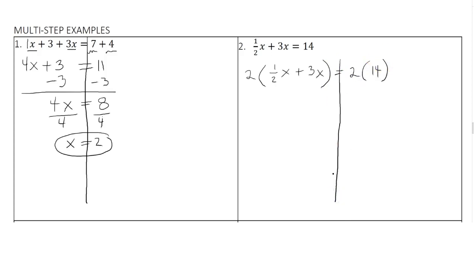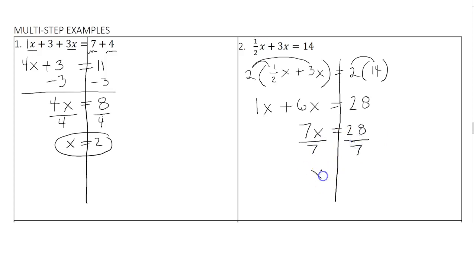When we multiply 2 times 1/2 x, we get 1x. When we multiply 2 times 3x, we get 6x. On the other side of the equation, 2 times 14 is 28. Now with all fractions gone, proceed as usual. Combine like terms for 7x equals 28. Divide both sides by 7 for x equals 4.